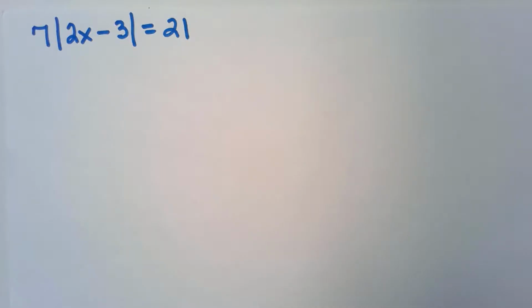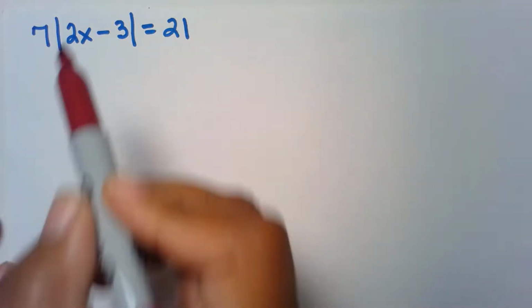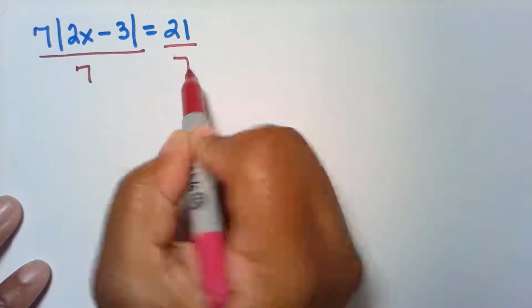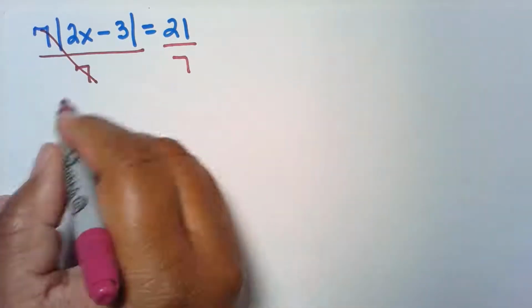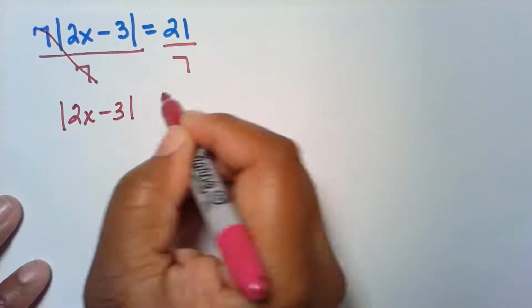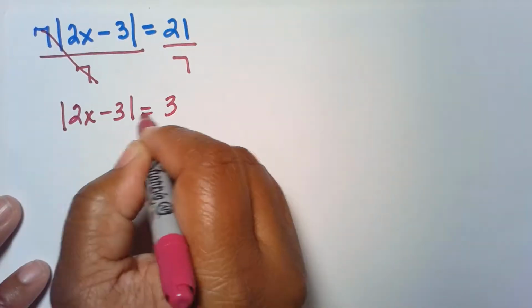So we have 7 times the absolute value of 2x minus 3 equals 21. So we want to isolate the absolute value sign. We want the absolute value sign to be by itself on one side. So we're going to divide by 7 on both sides. And then we have the absolute value of 2x minus 3 is equal to 3.